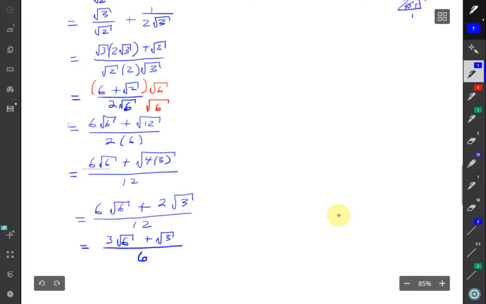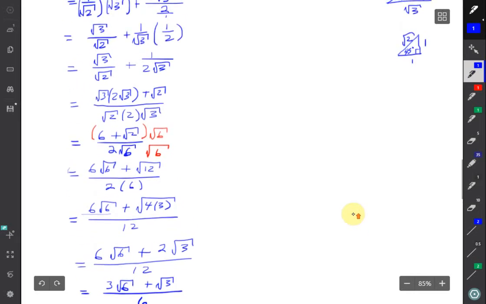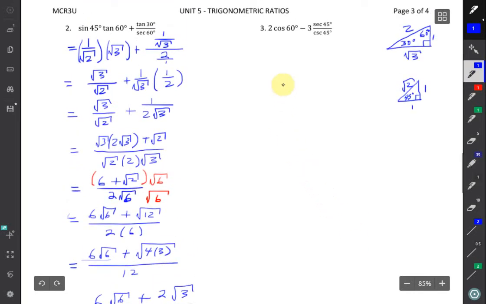Now at this point, this is really all you need to know in order to do these questions. I would encourage you to go ahead and try the rest of them on your own before coming back to see the solution to them.